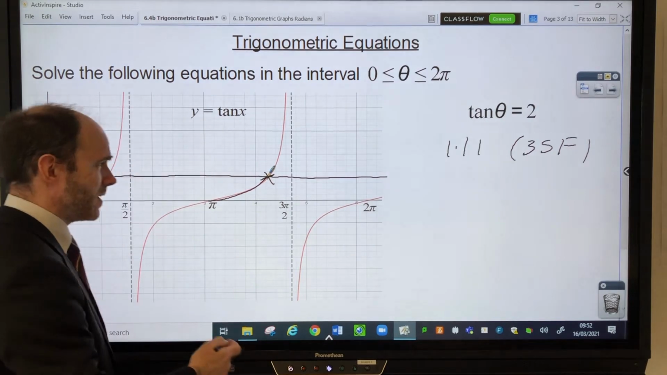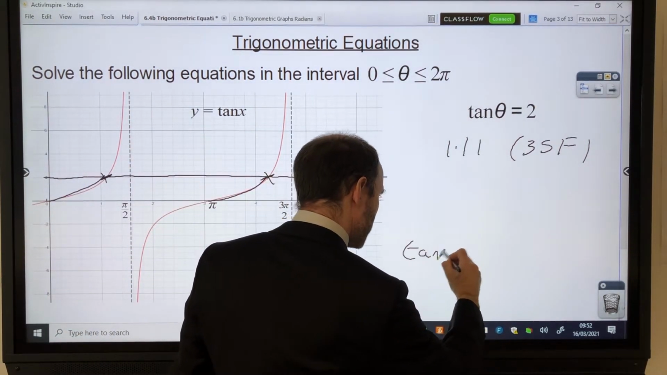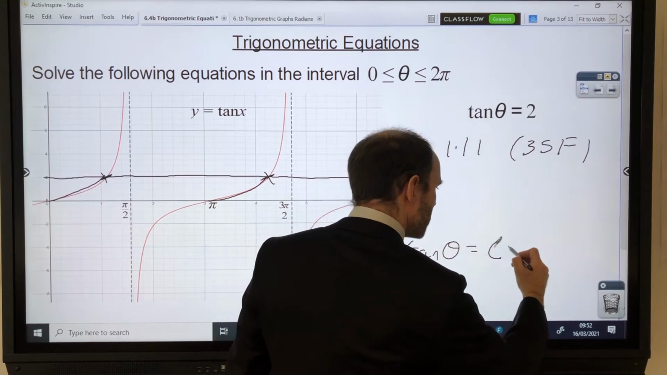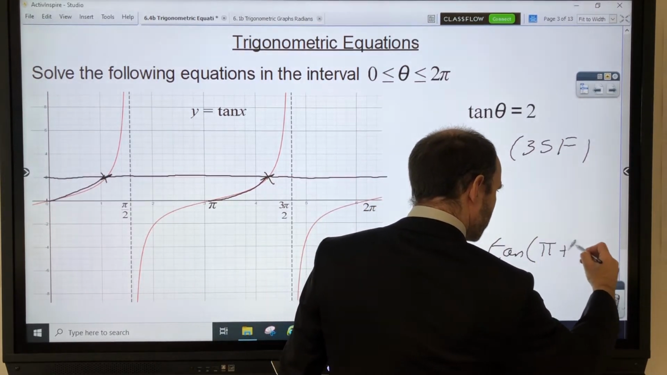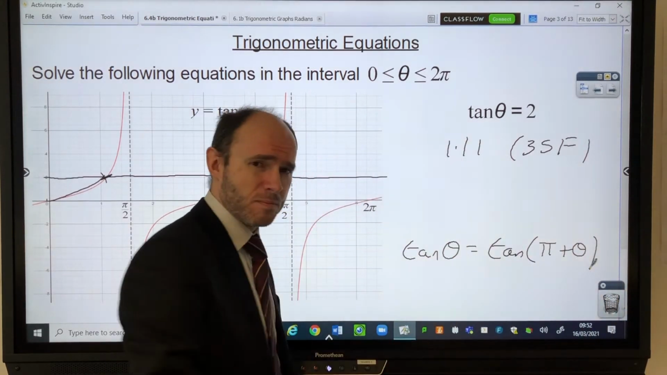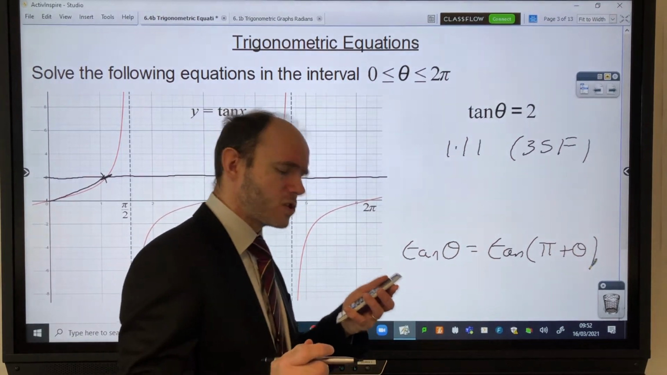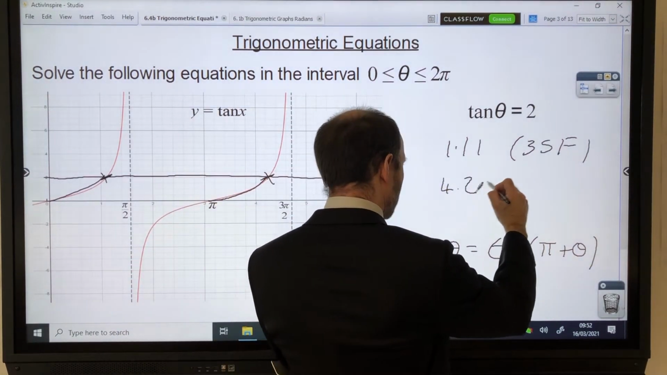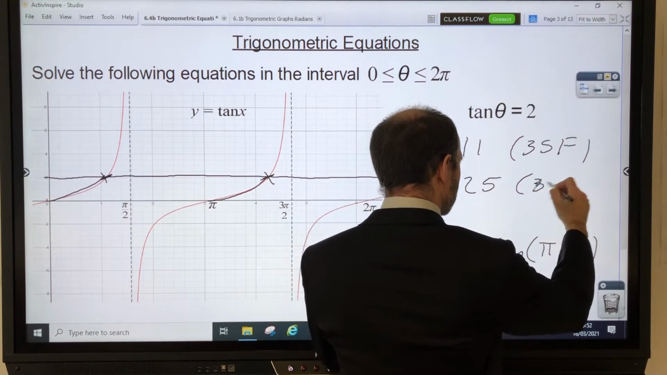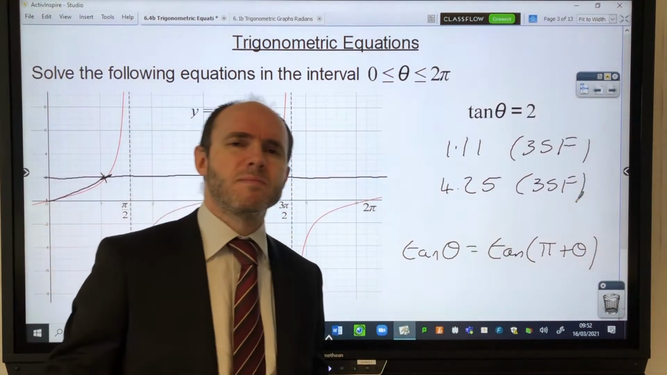It's another period, okay? So here I'm just going to quote this result for you, that tan theta is the same as tan of pi plus theta. So I'm just going to add on pi to that answer. So add pi and the answer is 4.248 something. So 4.25 to 3 significant figures. Okay, and those are some really simple examples.